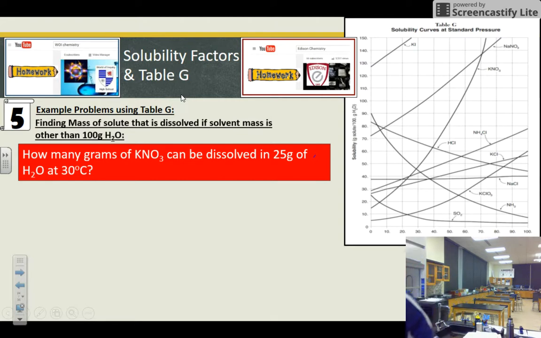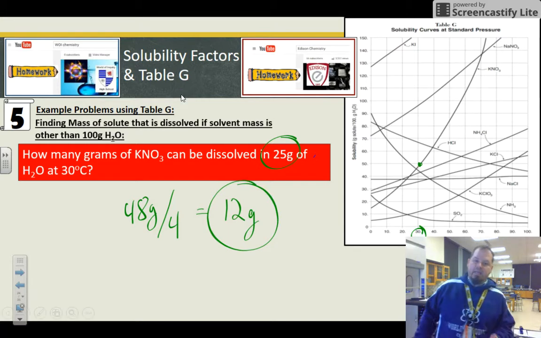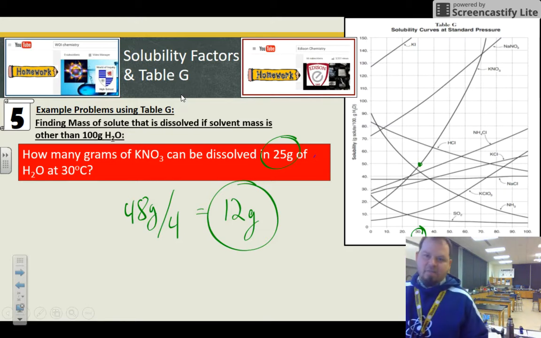25 grams H2O at 30 degrees. So get that part right. I'm going to go up to KNO3, where KNO3 is. I find KNO3. I can get about 48 grams to go into solution, but 25 grams is a fourth of 100 grams, right? So I'm going to divide this by 4, and I'm going to get 12 grams is all I can get into solution. If I can get 48 grams to dissolve into 100 grams of water, I can get a quarter of that to dissolve in a quarter of the amount of water.